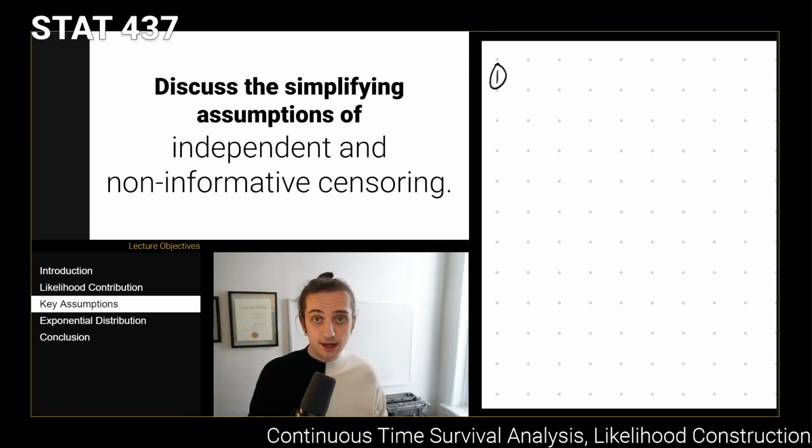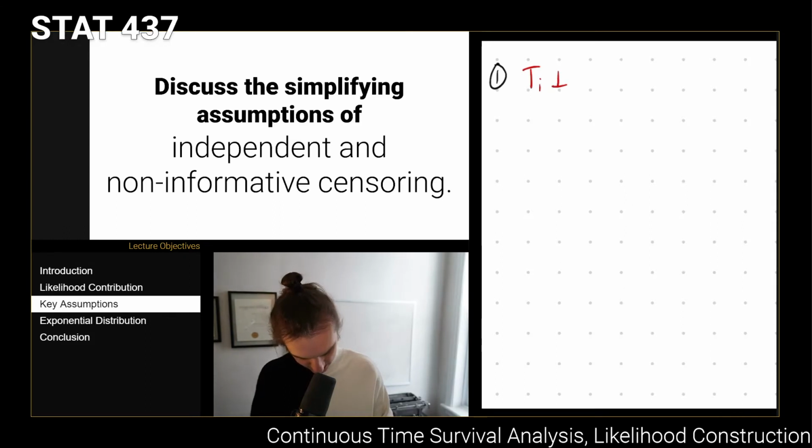The idea with independent censoring is that what we want to be able to say is that the censoring process is independent of the event process. Simply, we want Ti independent of Ci. And why do we care about this?